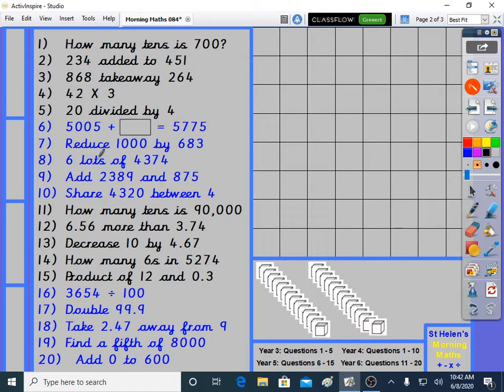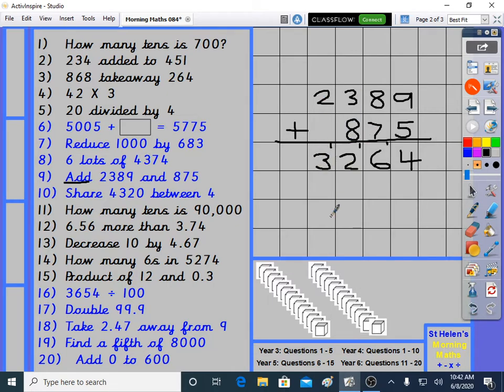Add, well, that's definitely going to be plus then. Add, that's an easy one. 2,389 and 875. Make sure you line it up down the right. There's no decimals to worry about here. Just addition. Is that 12? 8 plus 1 is 9, yes 12. 3,264. It was 2,389. We added something, so it got bigger. 3,264. 9 plus 5 is 14, isn't it? Okay. Let's move on to question 10.